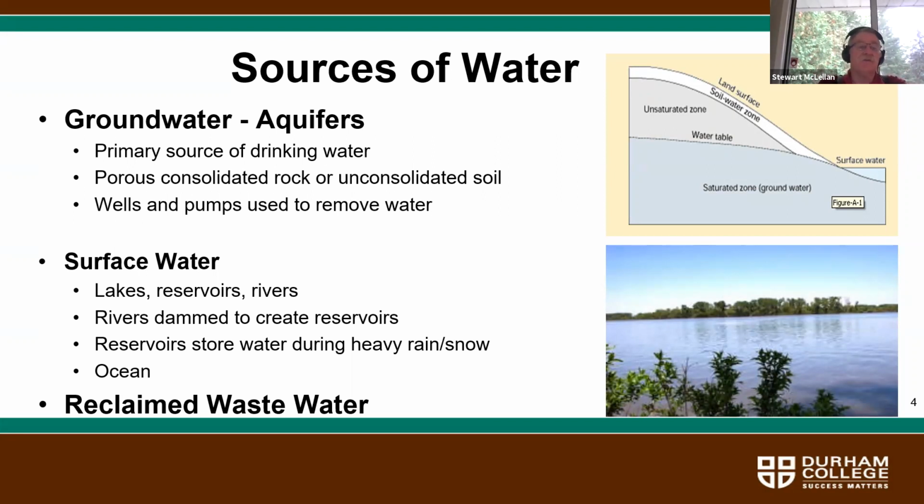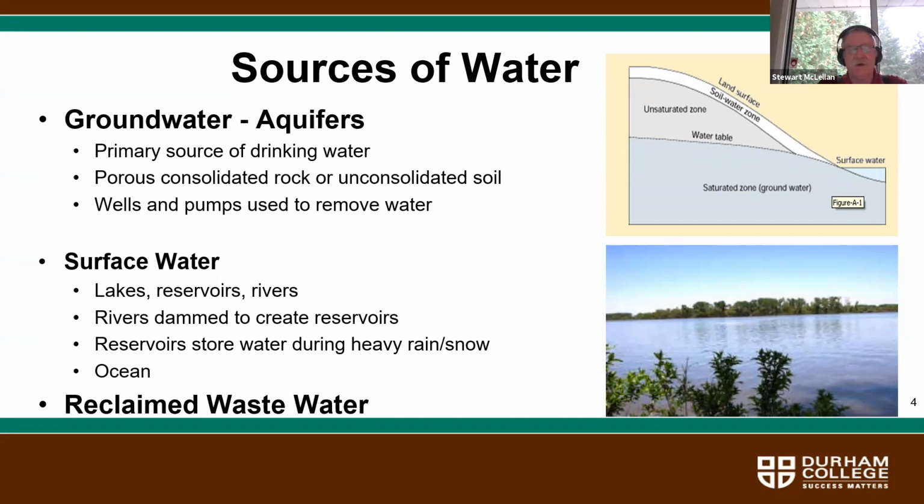And of course, those reservoirs store water during periods of heavy rain and snow. So a lot of these reservoirs get recharged in the early spring when you get snow melt, and again in the fall when they get heavy rain. So the water is essentially stored there and is withdrawn from the reservoir as needed. And of course, the third example here is reclaimed wastewater.